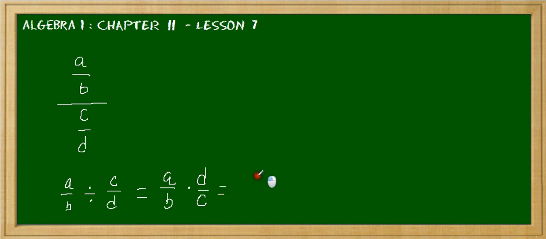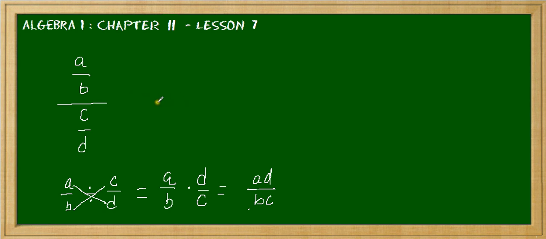Okay, it is A times D over B times C. So I would have simply multiplied A times D on the top and placed that on the top, and B times C and placed that on the bottom. It's really that simple.